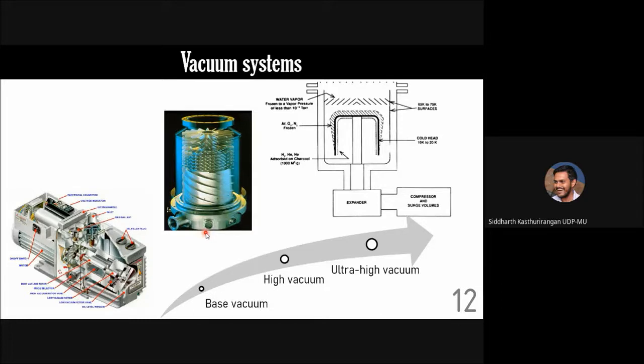So different types of pumps are there which can actually displace the gas out of the system, and you can achieve pressures of up to 10 power minus 8 torr inside the chamber using these mechanisms. After that, even this kind of mechanism becomes very, very difficult.